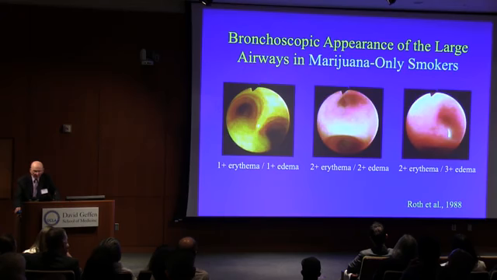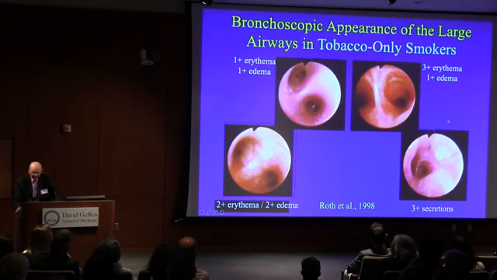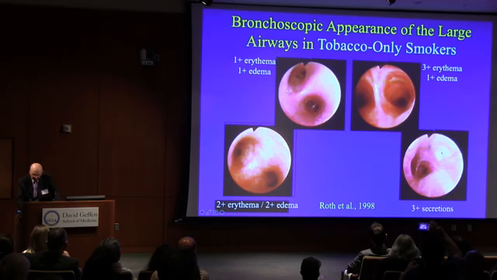What about the marijuana smokers? I think even to someone who's not experienced in looking at images like this, it's quite obvious that there is an increased swelling and redness in the marijuana smokers. In fact, some of the segmental airways are nearly completely closed off because of the swelling. And very similar findings were found in the tobacco-only smokers. And here we see some increased secretions plugging one of the segmental bronchi.